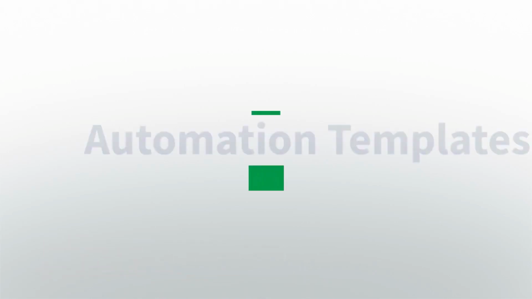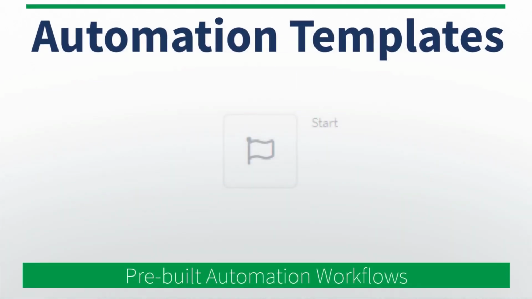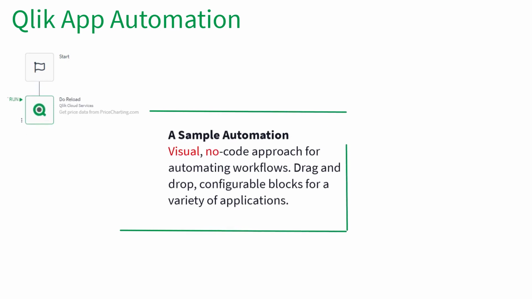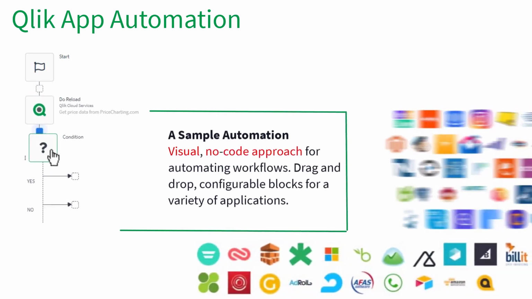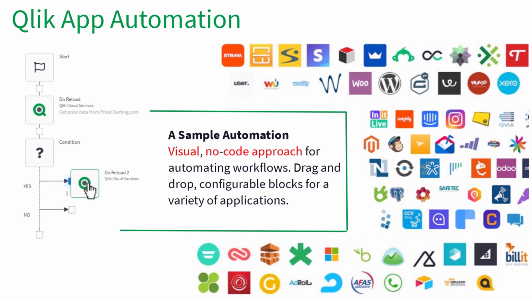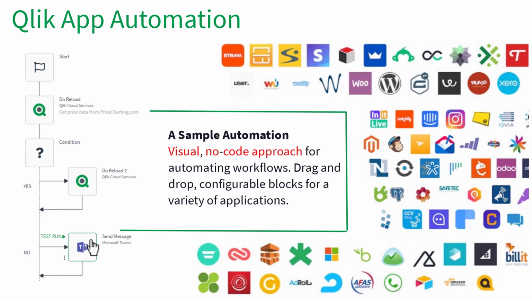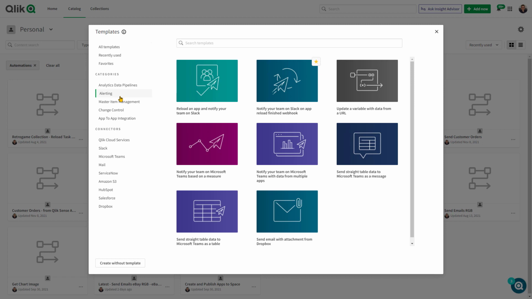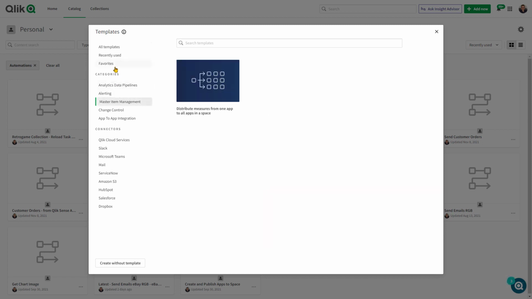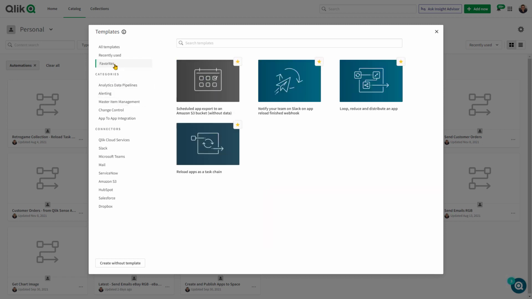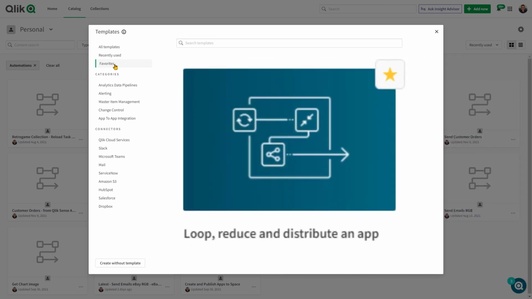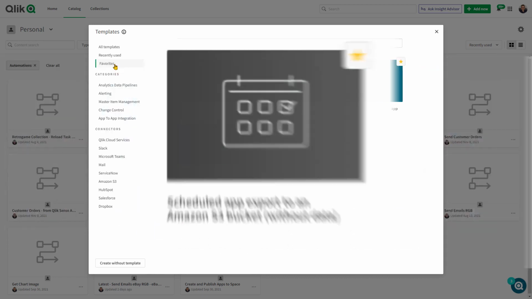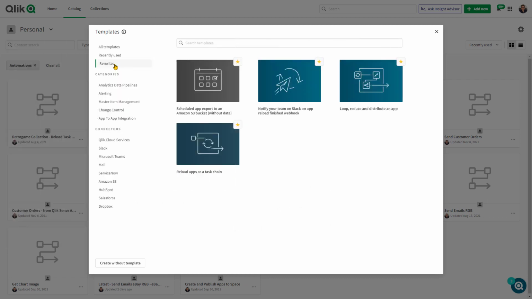I'm excited to introduce you to a new improvement to Qlik App Automation, Automation Templates. Qlik App Automation is a great addition to your active intelligence strategy by allowing you to visually assemble flows that work with market-leading SaaS applications to invoke downstream processes that react to changes in your business. With App Automation Templates, you can quickly select from a list of pre-built automations to accelerate the development of your workflows. Popular examples include task chaining, loop and reduce, alerting and notification, change control, and much more. Let me jump into a brief demonstration of how this works.